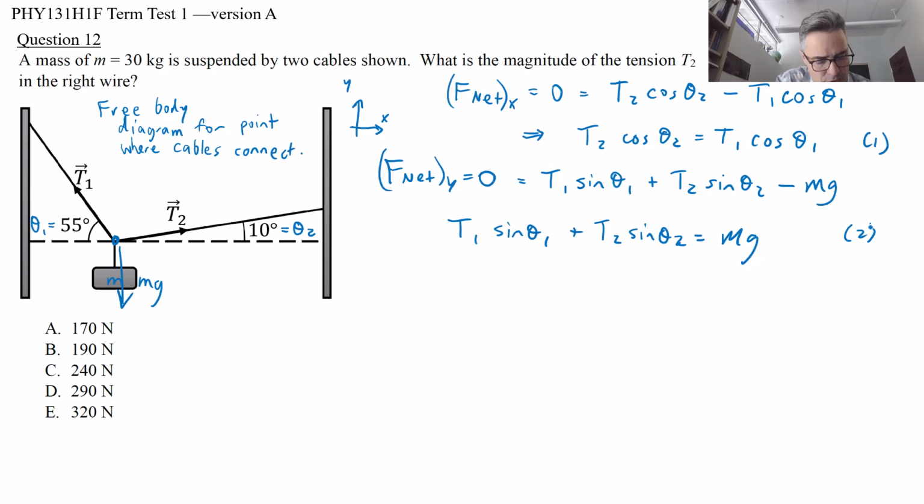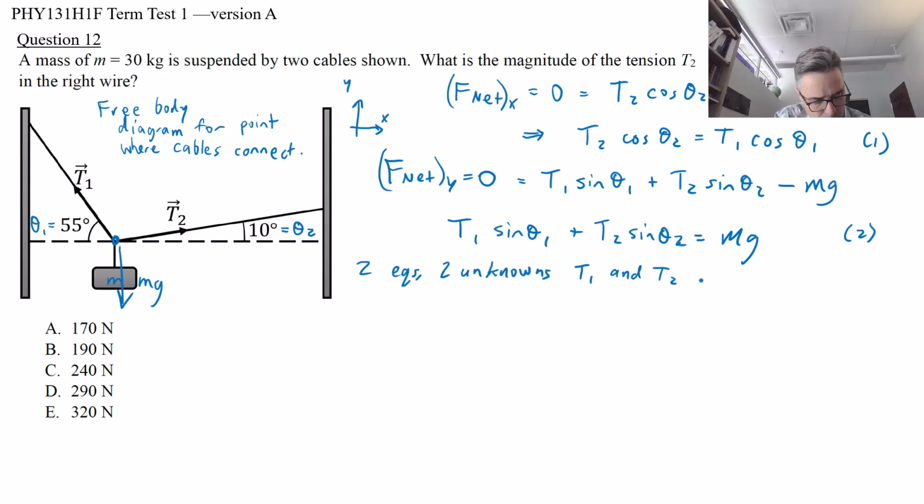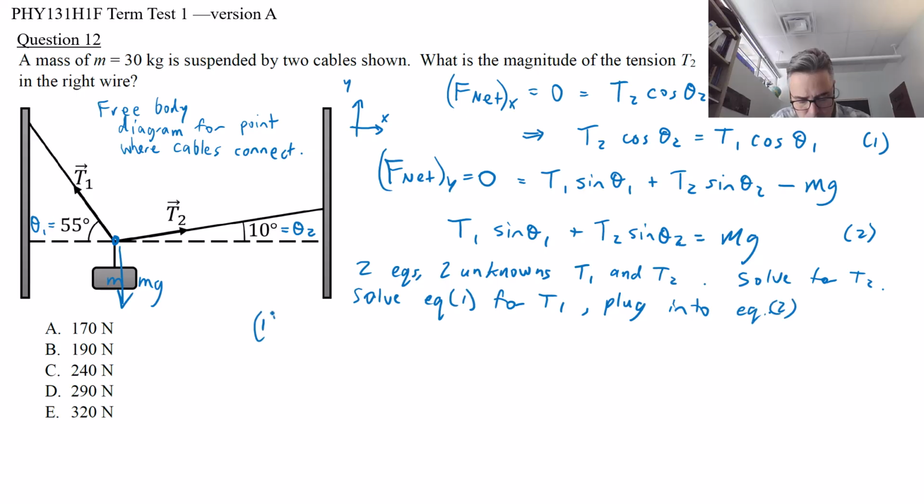And we now have 2 equations and 2 unknowns, where the unknowns are T2 and T1. And we want to solve for T2. So what we're going to do is solve equation 1 for T1, and then plug it into equation 2. So 1 implies that T1 equals T2 cos theta 2 divided by cos theta 1. We'll plug that into 2.